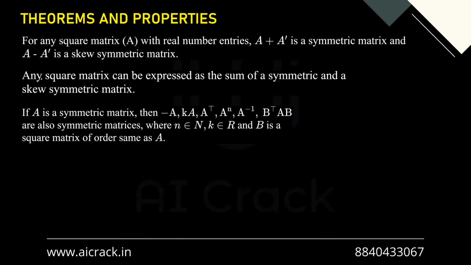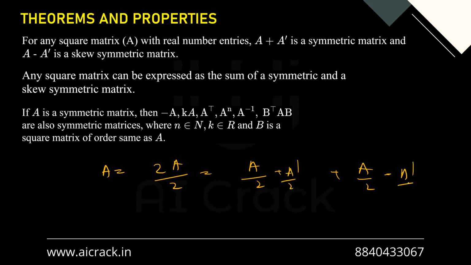Now if I talk about this property, any square matrix can be expressed as the sum of a symmetric and a skew symmetric matrix. What do we mean by that? So let's say I have this matrix A and I write it like 2A by 2, right? And what I'll do now, I'll split this matrix like this, A by 2 and A by 2. I'll add A dash by 2 over here and I'll subtract A dash by 2 over here, right? So this becomes (A plus A dash) by 2 plus (A minus A dash) by 2.